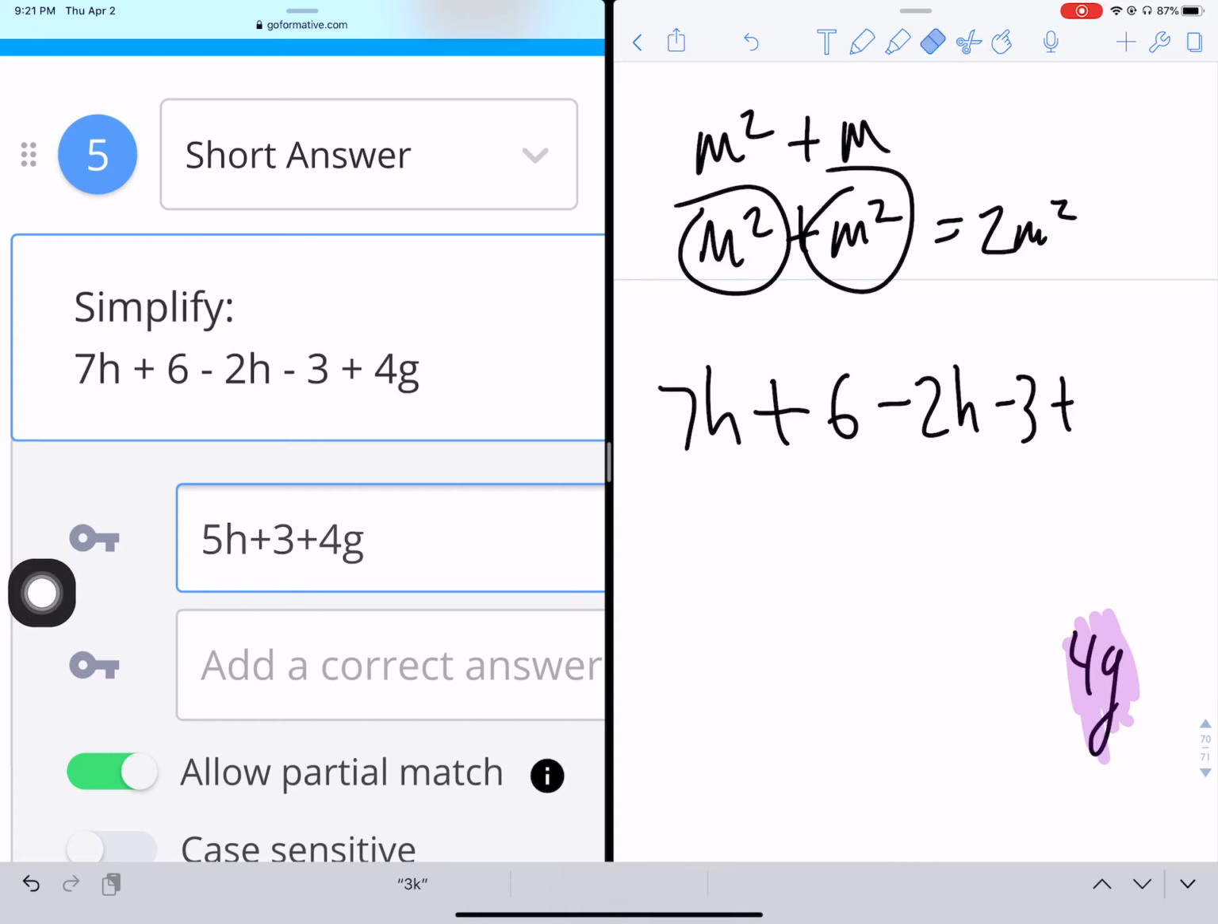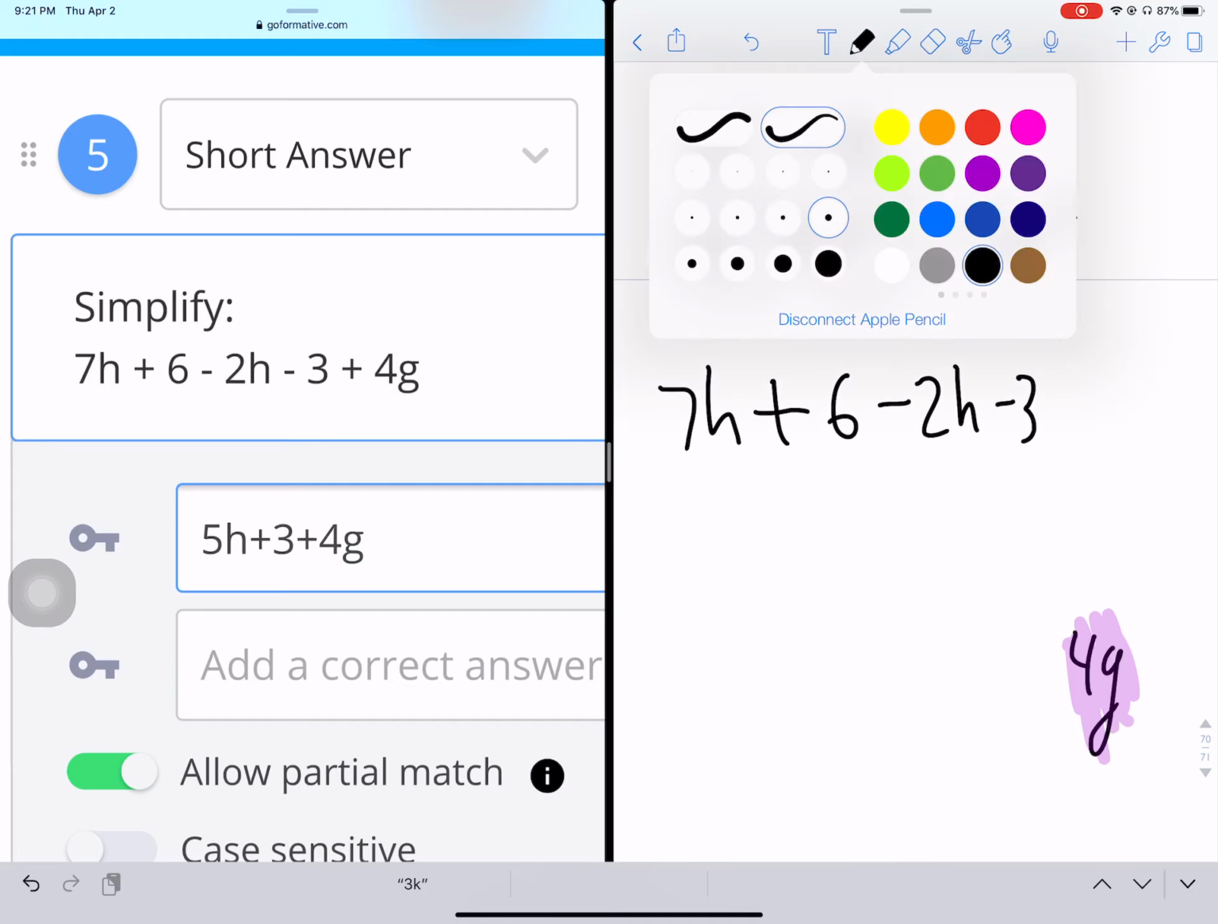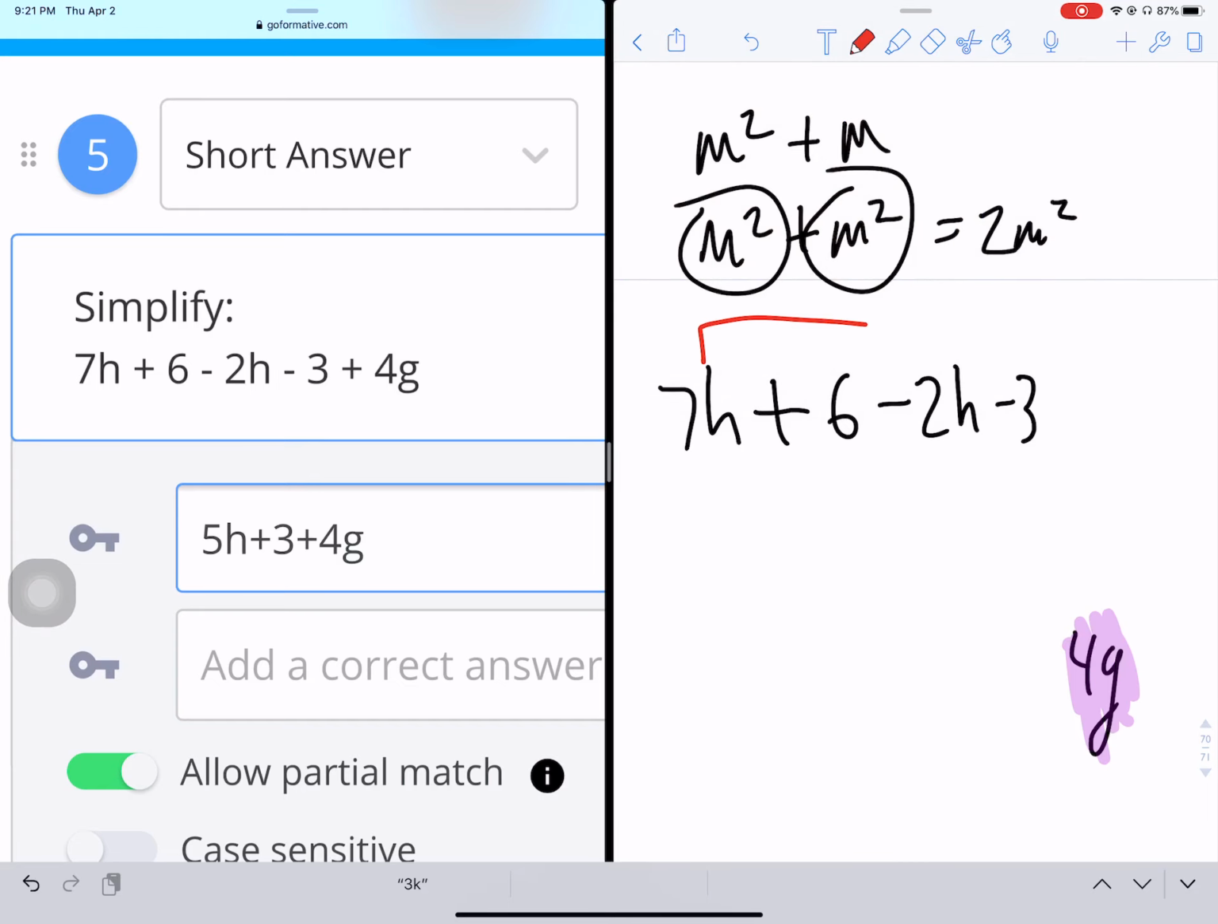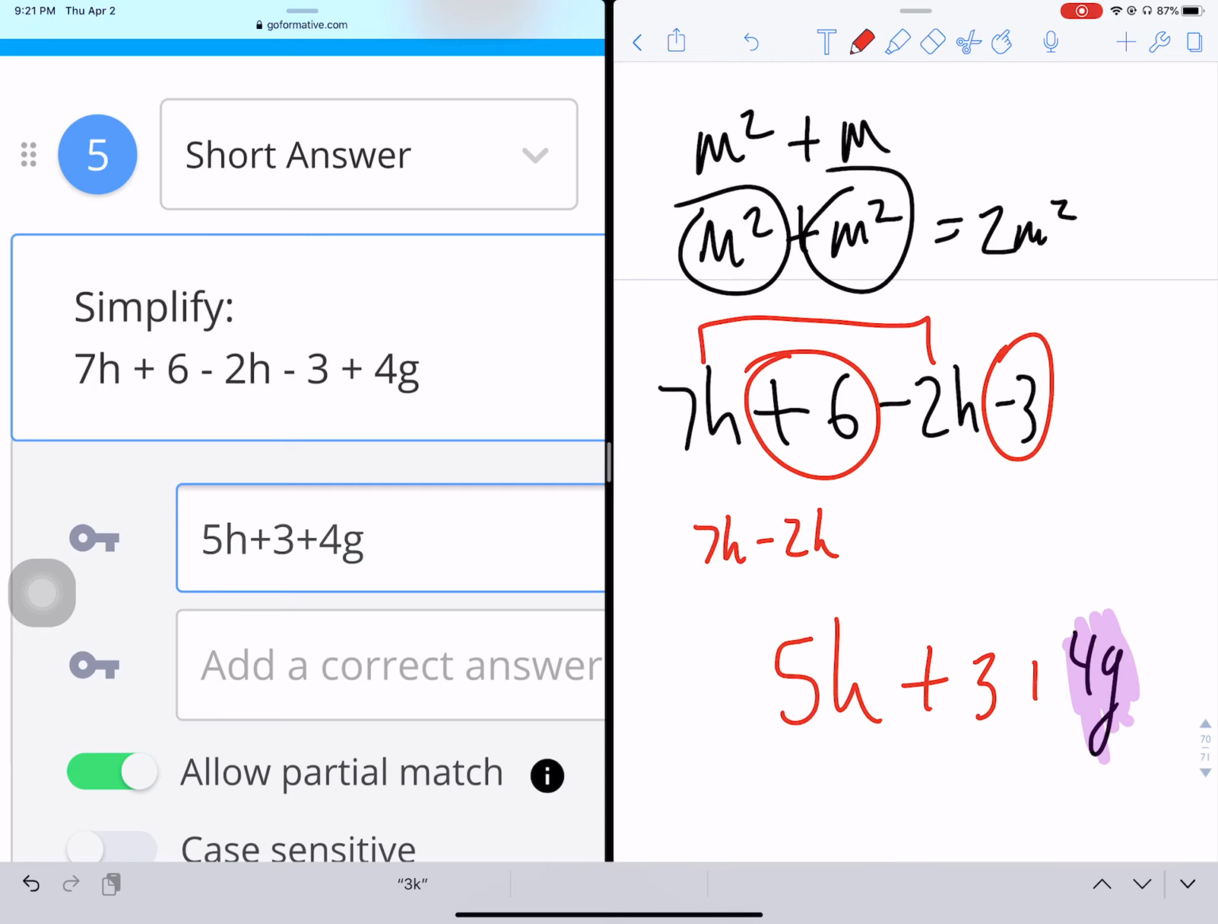So the rest of this problem, let's mix things that go together. 7 H's take away 2 H's. Do you guys know what 7 H's take away 2 H's is? I bet it's 5 H's. And then you have 6 minus 3, which is 3.